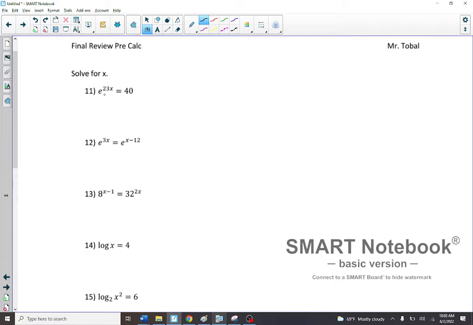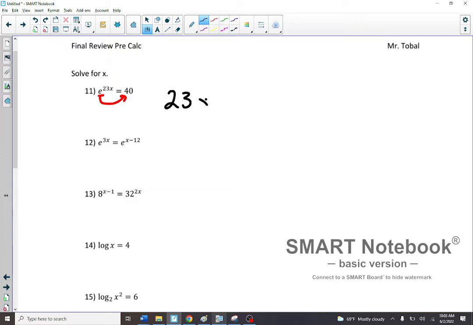Next one, we're going to solve for x. In this case, we're just getting x by itself. And then if you really wanted to, you could follow up with a calculator. So here we're going to take the e, move it to the other side. When you move the base of an exponent, it becomes the base of a log.